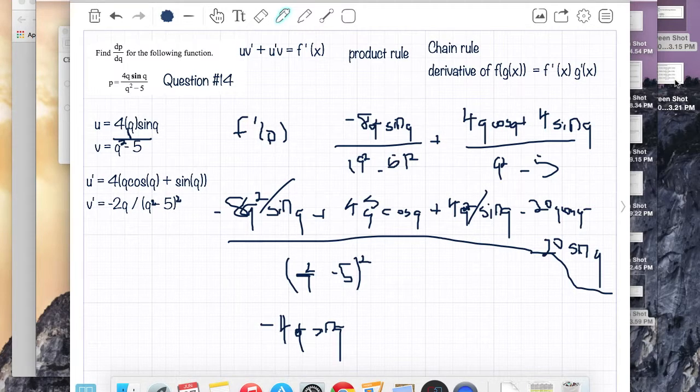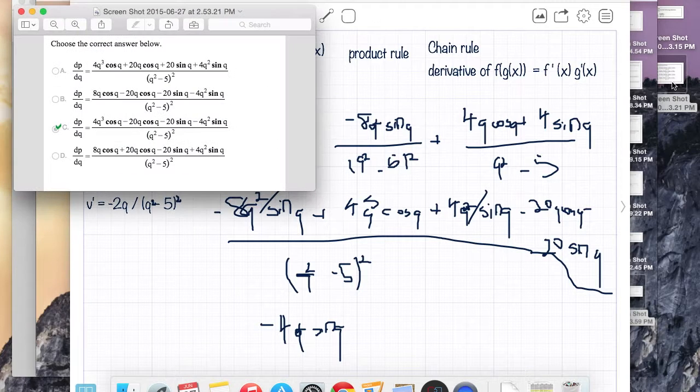We can just look at the answers directly from here, and we can see that it's D: 4q cubed cosine q. We have it right there. Minus 20q cosine q right here. Minus 20 sine q right here. Minus sign's there if you can't see it. And then minus 4q squared sine q, which we just figured out by adding those terms together. So that's the answer.